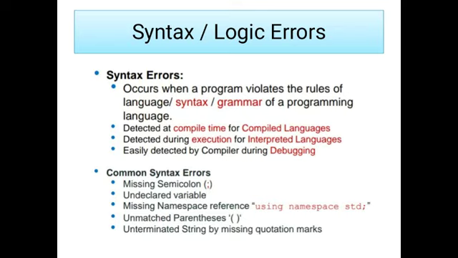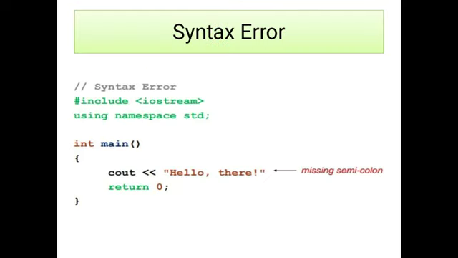So let's see a common example of a syntax error. Here is a syntax error which is pretty common among programmers. This is a missing semicolon. Let's see in the main function in the output printing line. There is a missing semicolon after "hello there". This will easily be detected by the compiler during compilation.